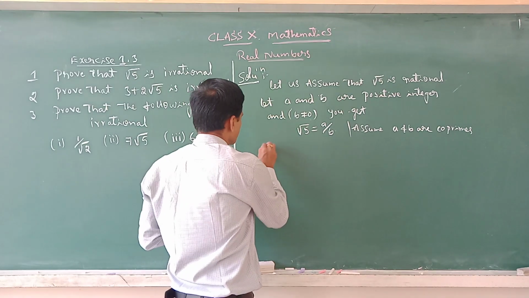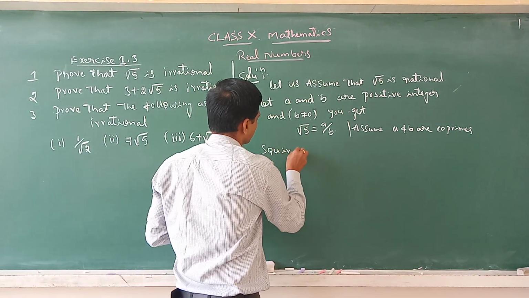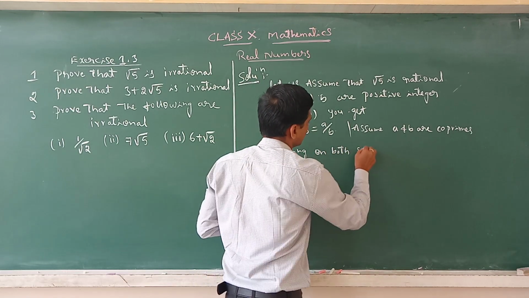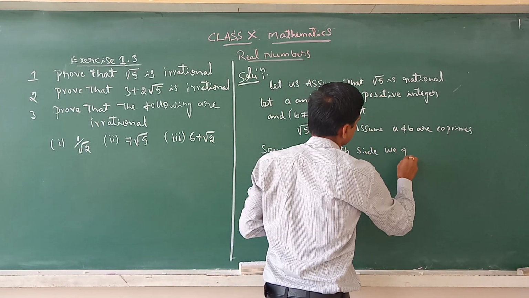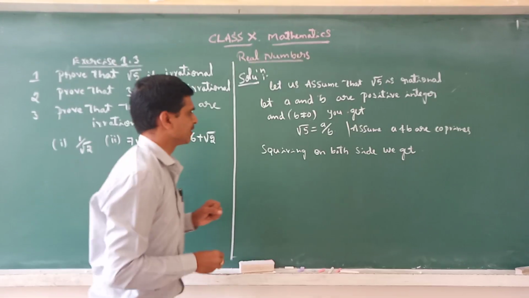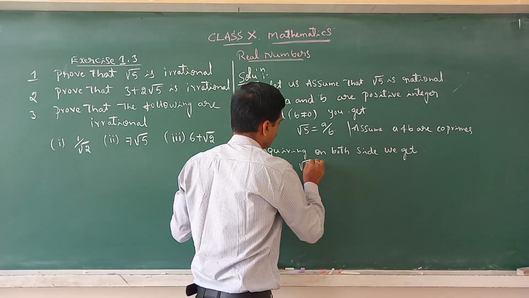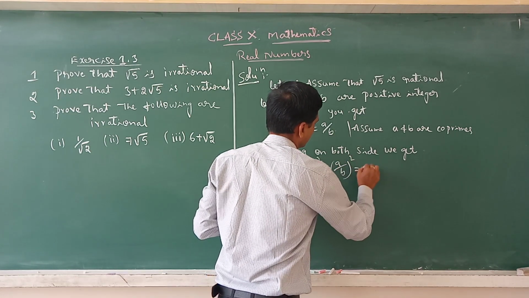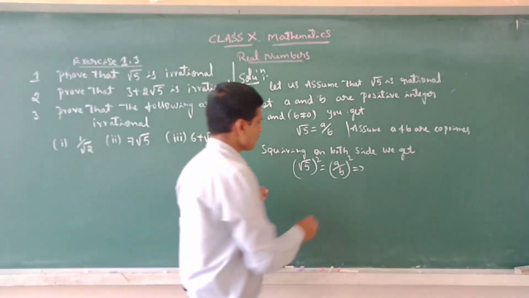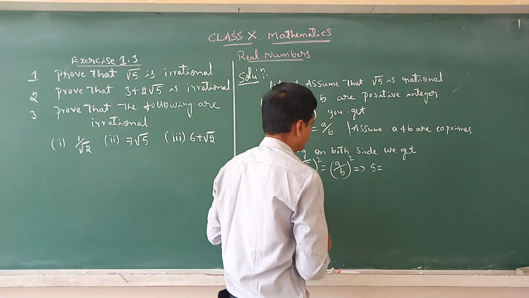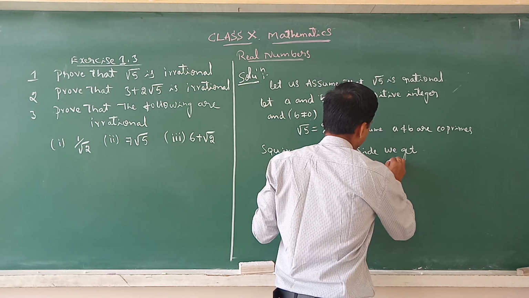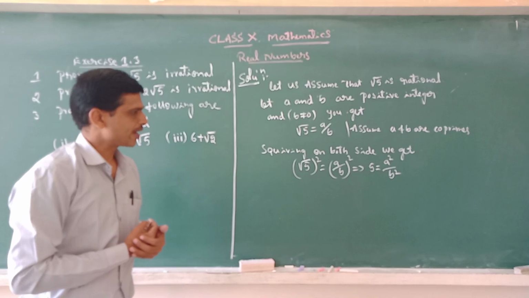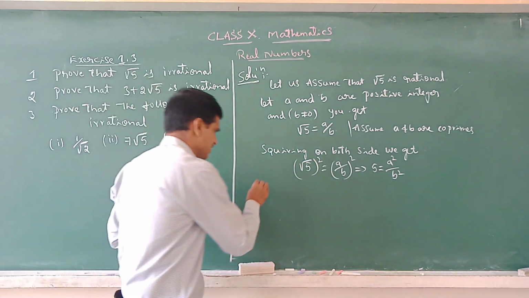Now squaring on both sides, we get root 5 whole square equals a by b whole square. It tends to 5 equals a square divided by b square.